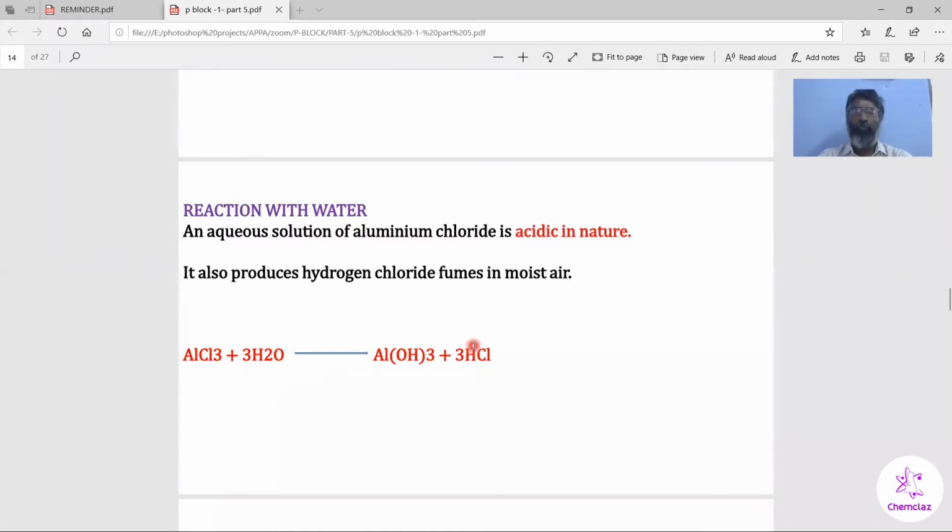Why? Due to the formation of the strong acid, hydrochloric acid. So this hydrogen chloride fumes in moist air. HCl in the gaseous state is called hydrogen chloride. In the aqueous state, it is called hydrochloric acid.